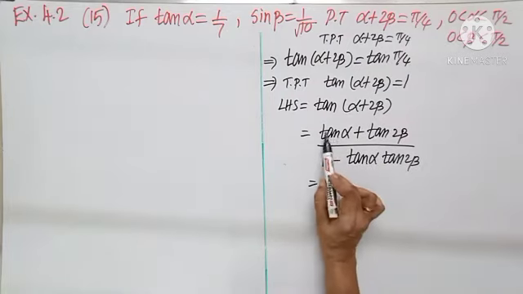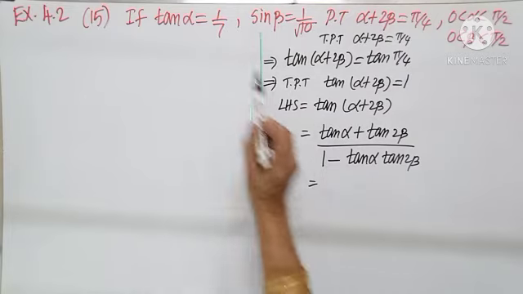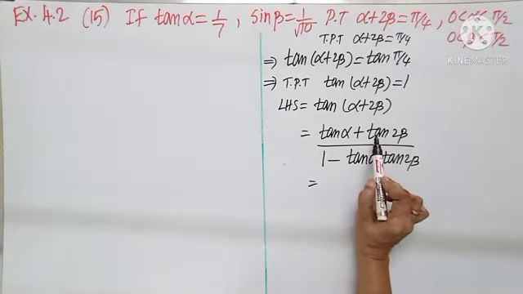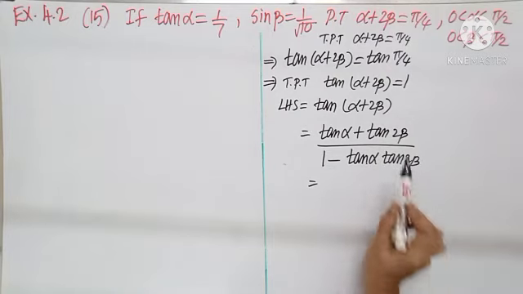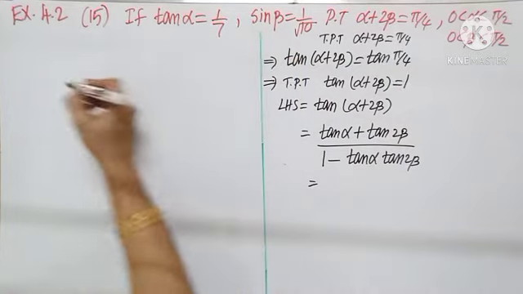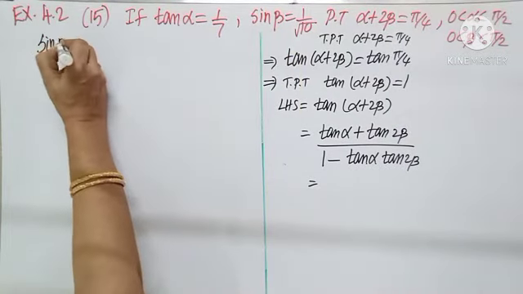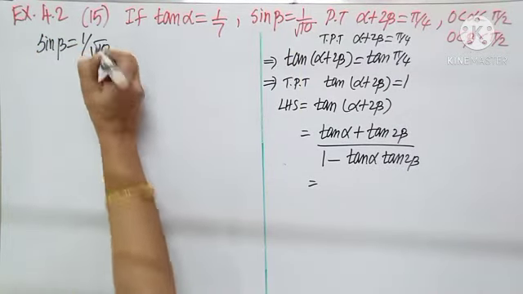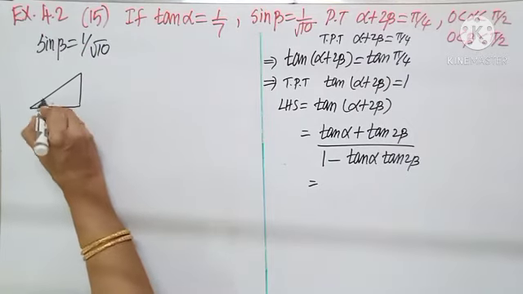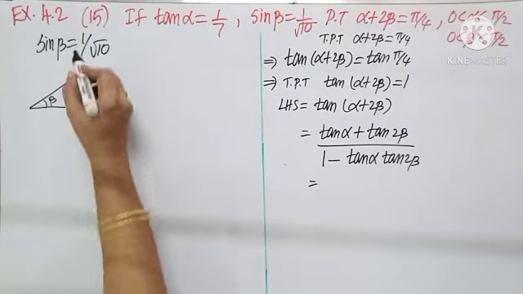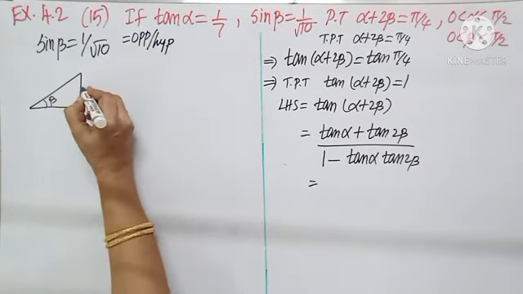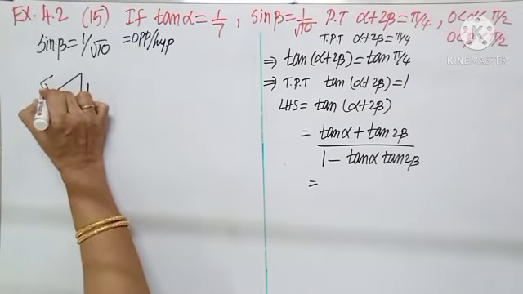I need to know what is tan alpha. It is given, 1 by 7. I need to know what is tan 2 beta. It is not given, so let me find that out. So what is given actually? Sin beta is 1 by root of 10. Let us remember the triangle. We know if this is beta, sin tells me opposite by hypotenuse. Opposite 1, hypotenuse root 10.